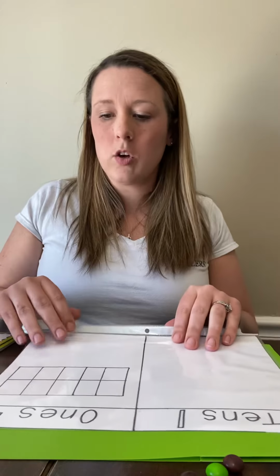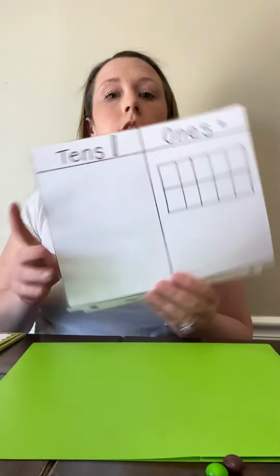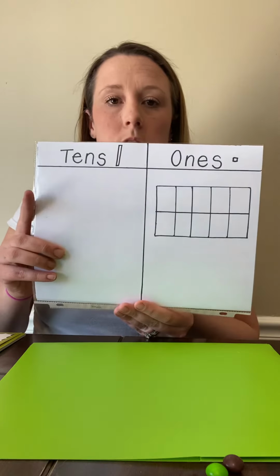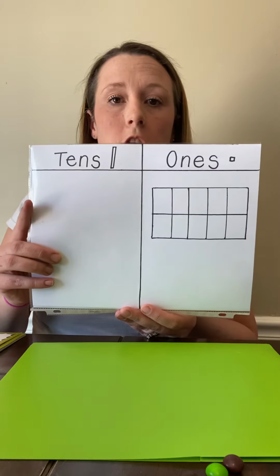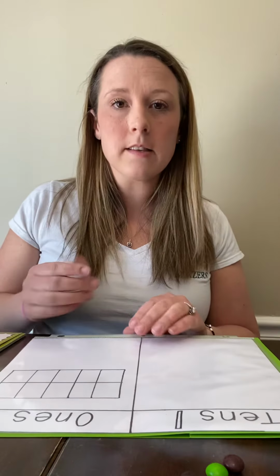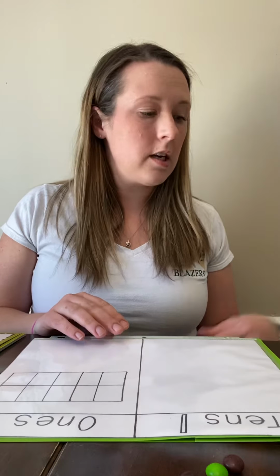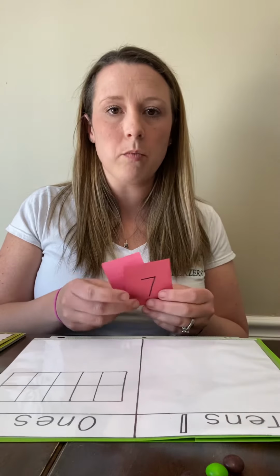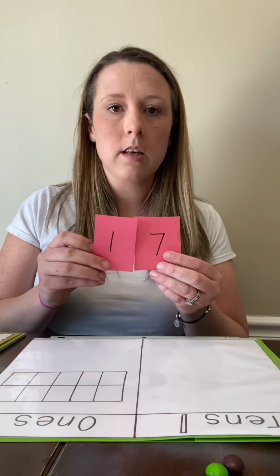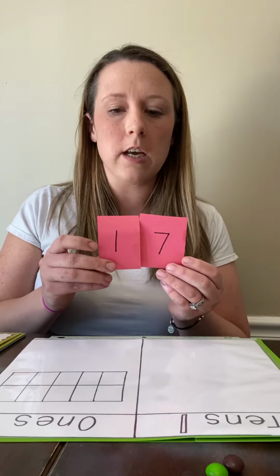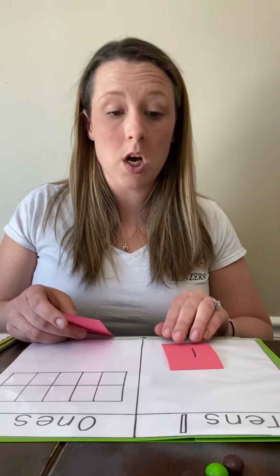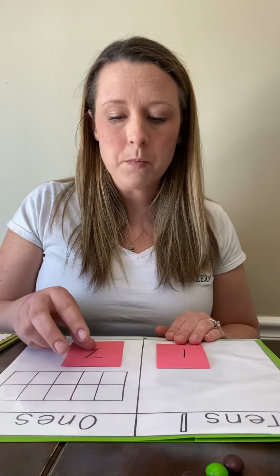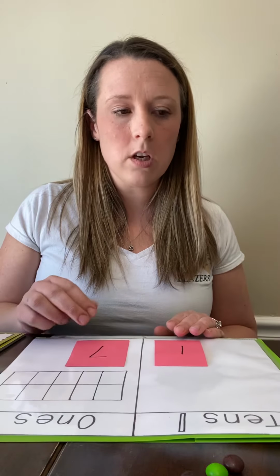You can create additional support for your student by making a simple tens and ones organizational chart that will help them to visualize this and to better understand it. So just pick two numbers at random. We're going to start a little basic with the number 17. So we would place the 1 in the tens place and the 7 in the ones place.